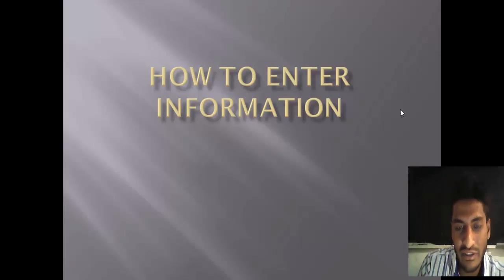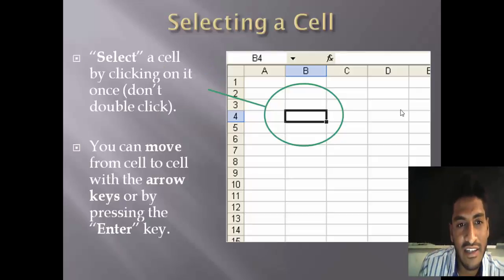How to enter information. Selecting a cell. Select a cell by clicking on it. Don't double click, just single click. You can move from cell to cell with arrow keys or by pressing the enter key.